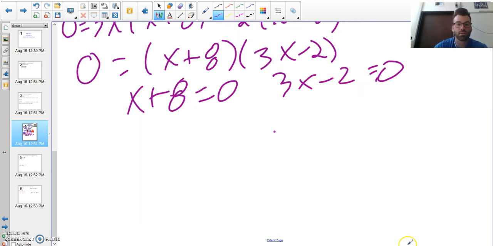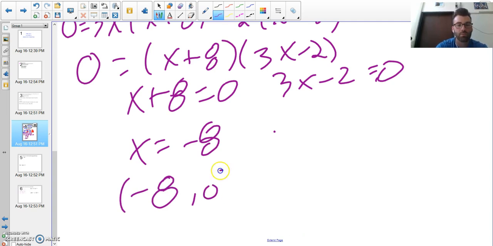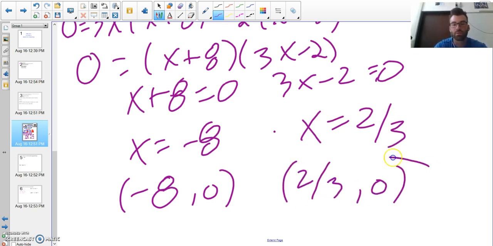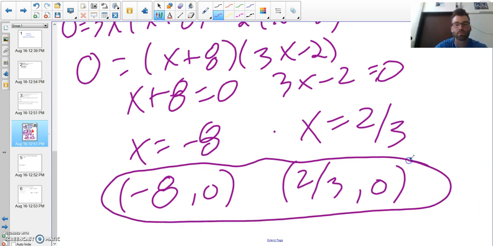So x equals negative 8, and I'll write that as negative 8, comma 0. Add 2, divide by 3. x equals 2 over 3, which I'll write as 2/3, comma 0. Those are my answers.